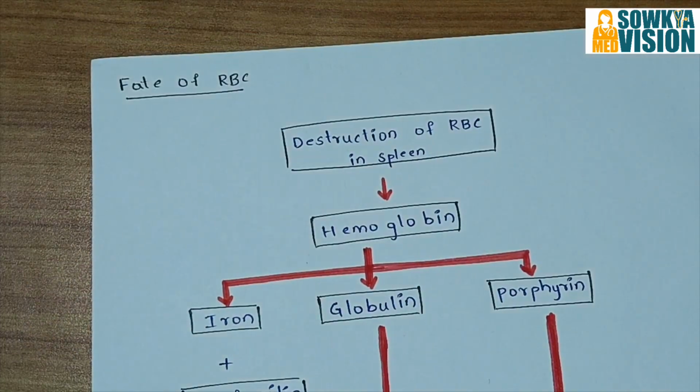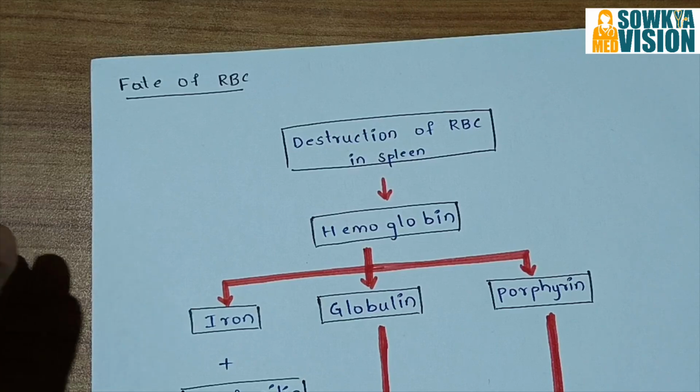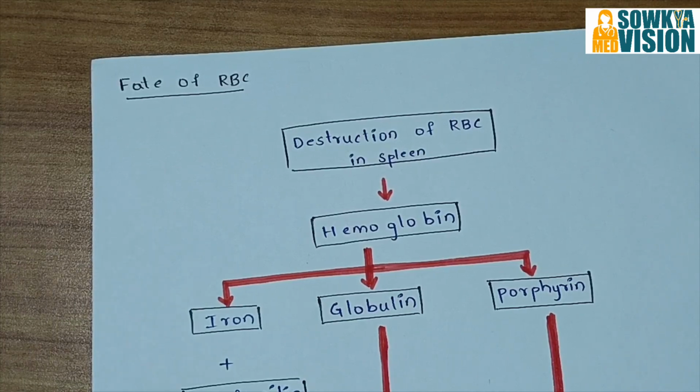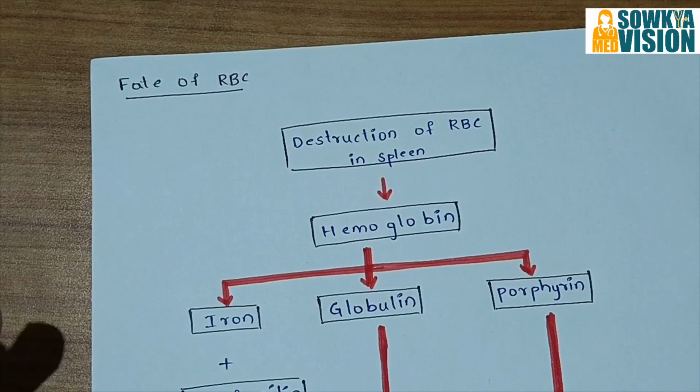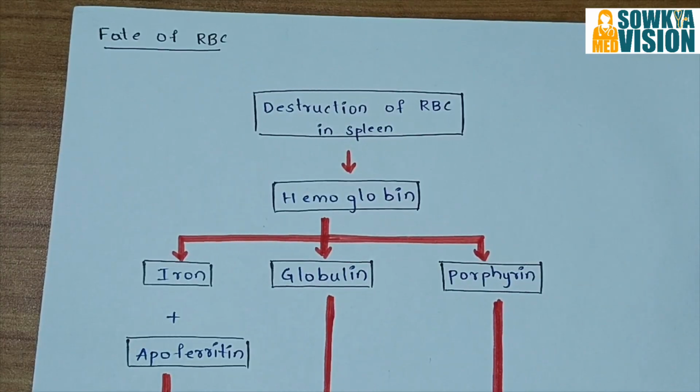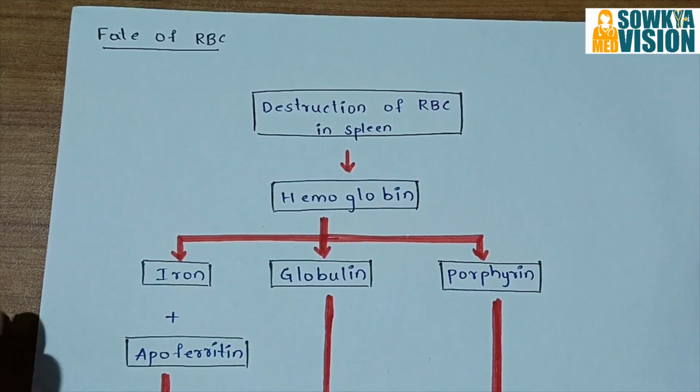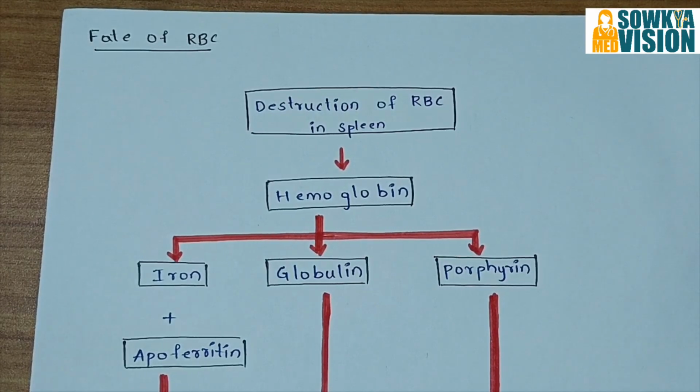As we know, the lifespan of RBC is 120 days. After reaching 120 days, the senile RBC, which have become old, enter into the spleen to be destroyed. The lifespan is completed, the work of each RBC is done. After surviving 120 days, they enter into the spleen.